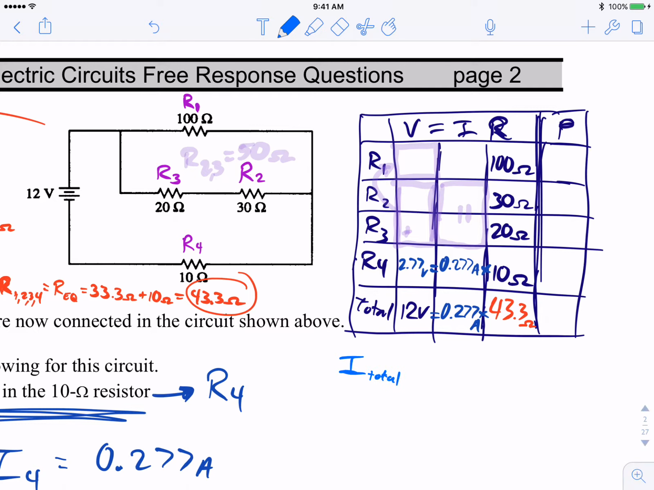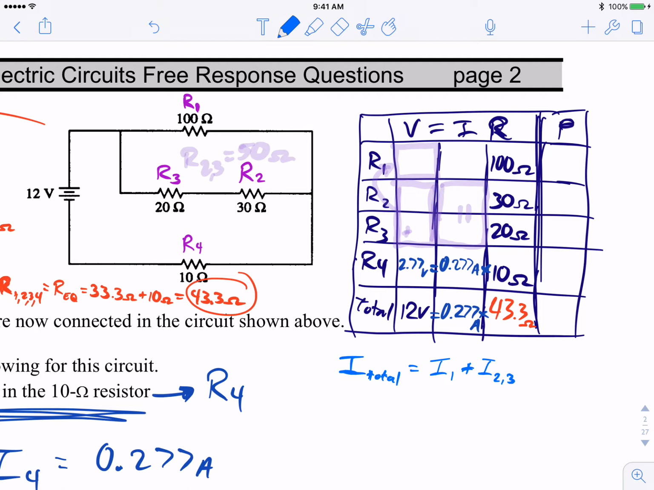You'd say your total current, and this is Kirchhoff's junction rule, where the current is going to split at junctions and recombine at junctions, obeying the law of conservation of charge, where current is your flow of charge. So your total current is going to equal the current that flowed through R1 plus the current that went down the 2, 3 path.